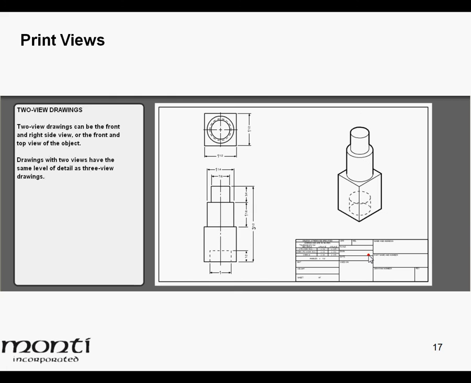Two-view drawings can be the front and right side view, or the front and top view of the object. Drawings with two views have the same level of detail as three-view drawings. There's just not as much detail to express, but they are expressing the full detail of the drawing.